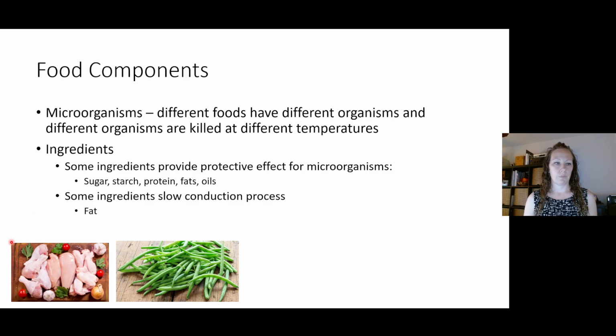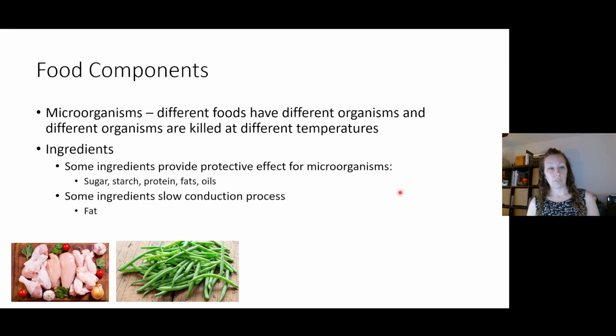But in chicken, we have to worry about salmonella. In green beans, not so much. And so our focus is on the pathogens of concern for that food. Okay. And the temperatures will be different depending on what organisms we are targeting. Another food component to consider, there's actually four. So microorganisms, ingredients, and the other two will be on the next slide.